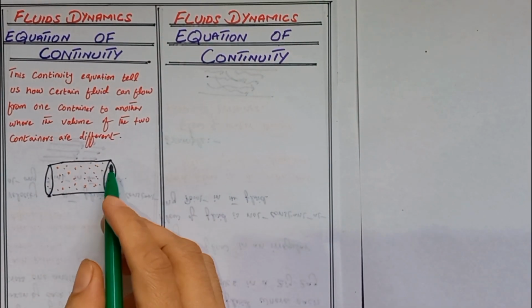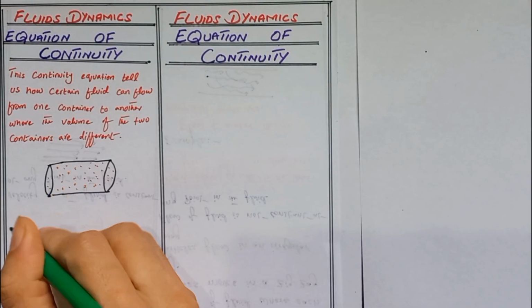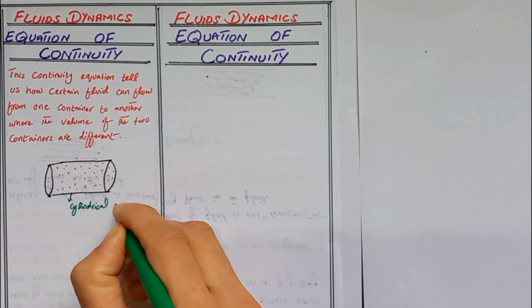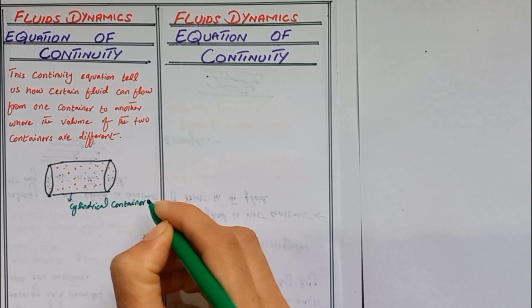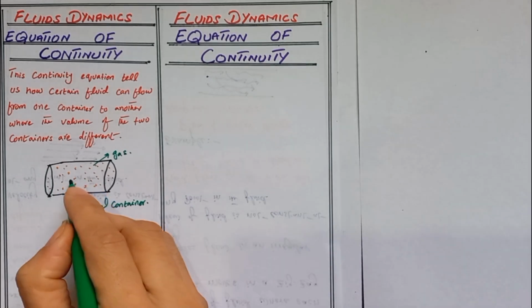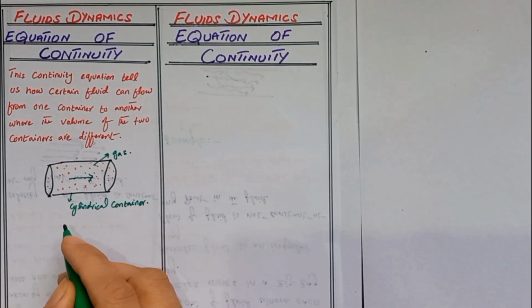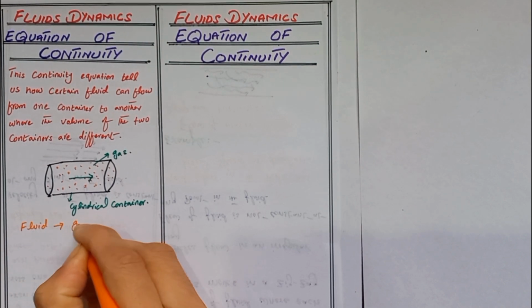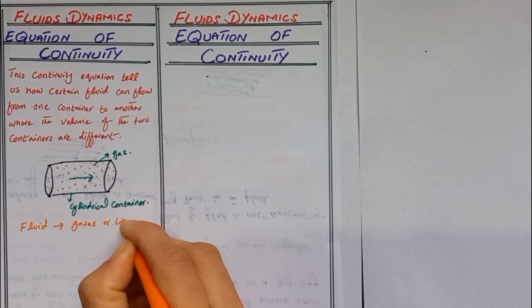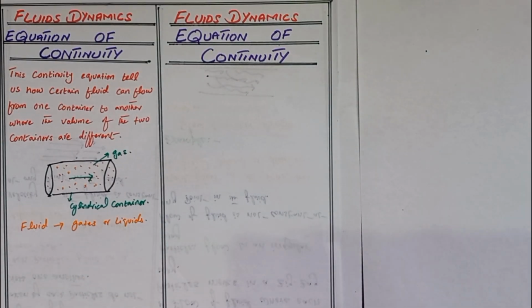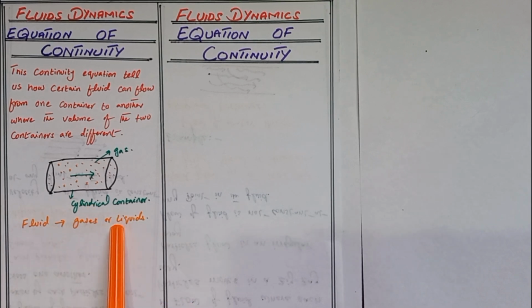So to understand the continuity equation, let's imagine here we have a cylindrical container. In this container, we put the gas. That gas is flowing from left to right. This continuity equation can apply to both liquids and gases. Both fluids can be gases or liquids. But by the way, now we will just consider gas in our cylindrical container.